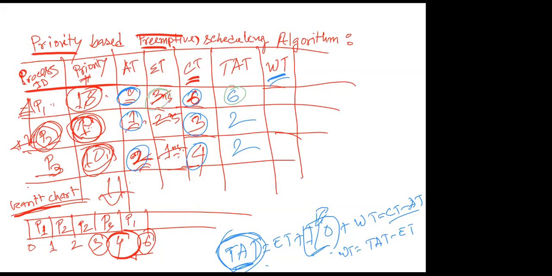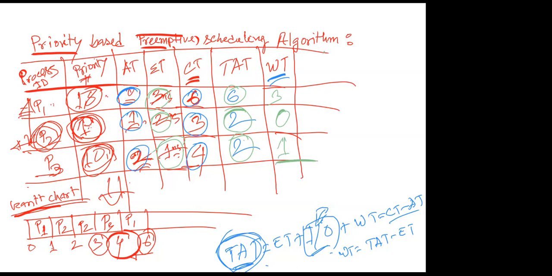So 6 minus 3 is 3. 2 minus 2 is 0. 2 minus 1 is 1. This is the waiting time for each process.